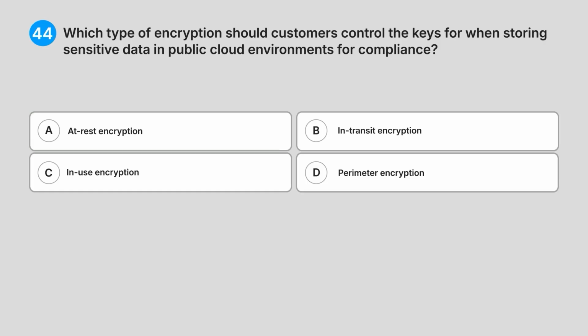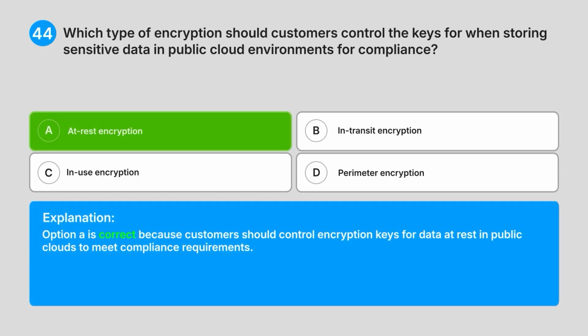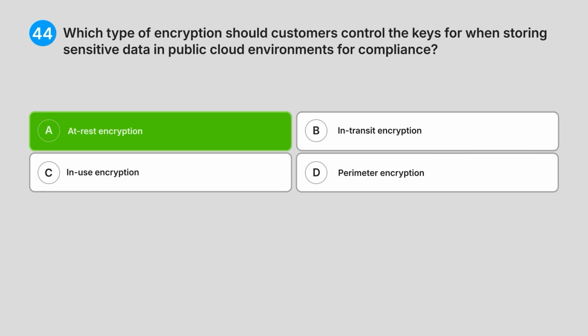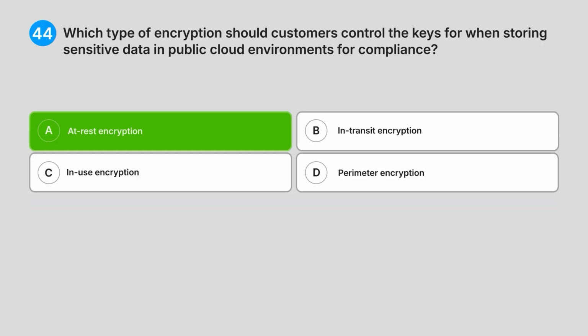Correct answer, A. At-rest encryption. Explanation: option A is correct because customers should control encryption keys for data at rest in public clouds to meet compliance requirements. Option B is incorrect because in-transit encryption focuses on securing data as it moves between systems, and the keys are often managed as part of the connection protocol rather than by the customer.